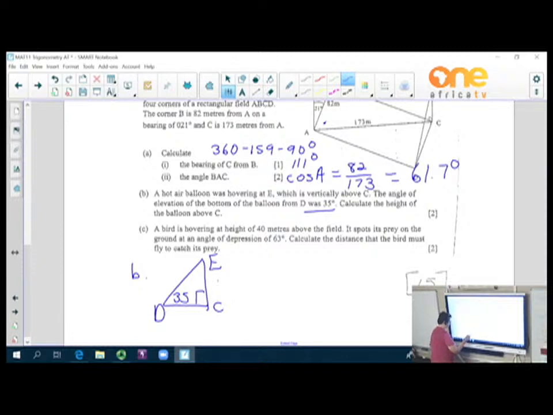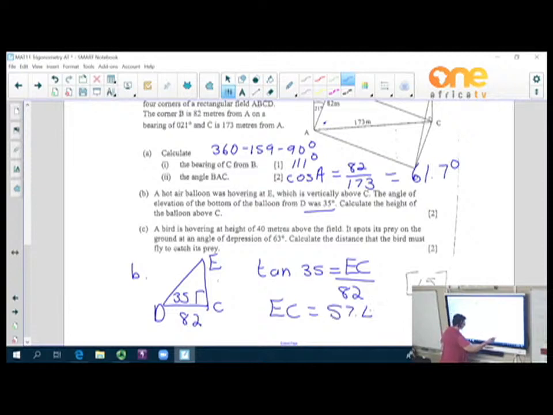And we know that this side is then 82. You must draw the picture. Then you can see what to do. So which function will I use to get this one? Tan 35 degrees is then equal to EC over 82. Which method? Top times. And the answer was 57.4 meters.